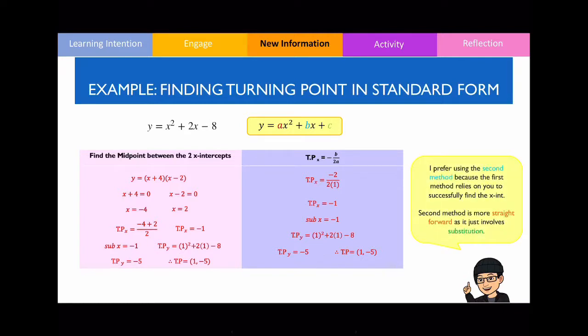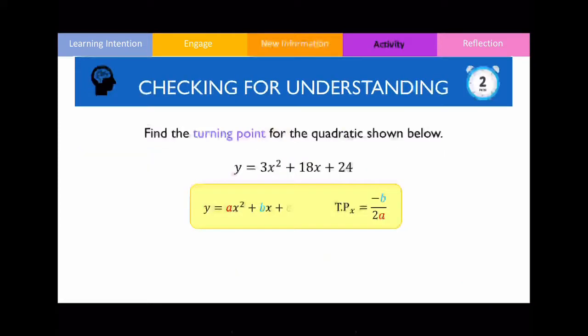So as I said, I prefer using the second method because the first method relies on you to successfully, that's the key word over here, find the x-intercepts and factorize properly, whereas the second method is more straightforward as it involves just direct substitution, okay? So I want you to have a go using the second method to find the turning point for the following quadratic equation. It looks a bit more intimidating, I know, because it's a non-monic, but have a go and we'll compare our answers together.